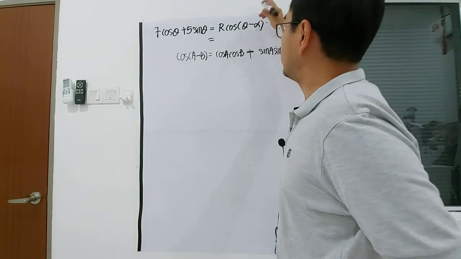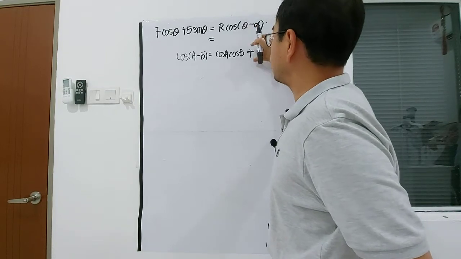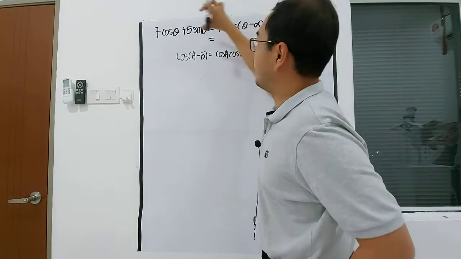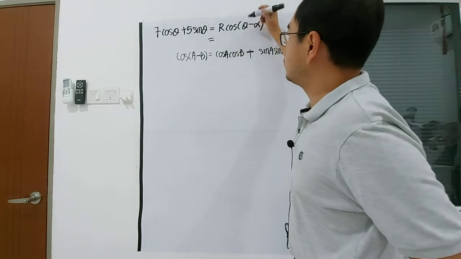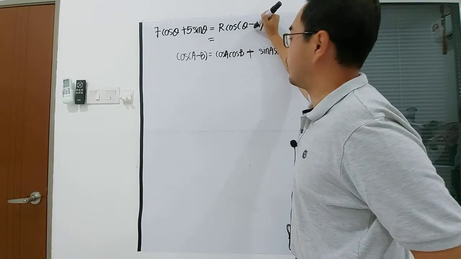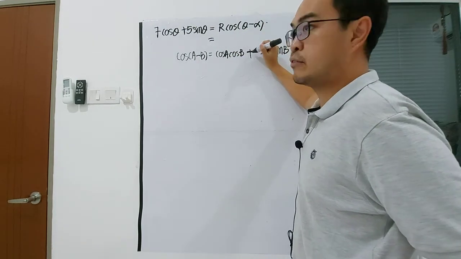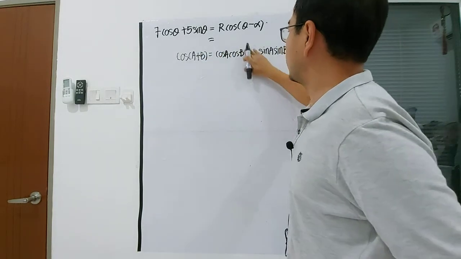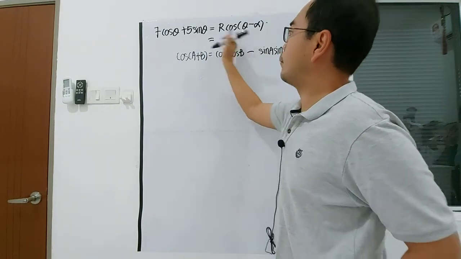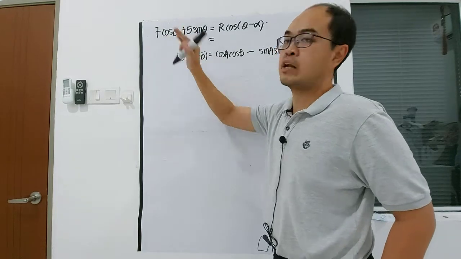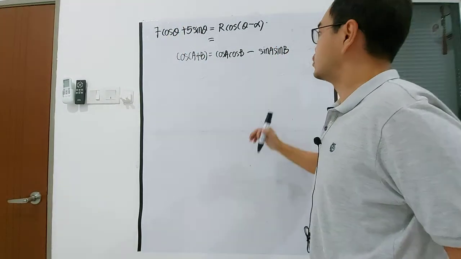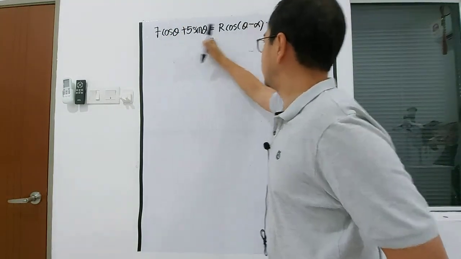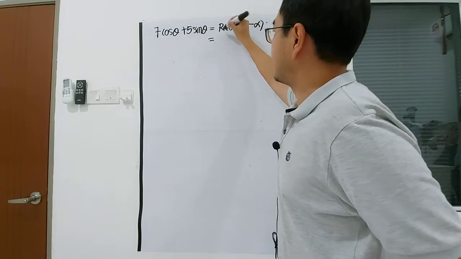They're going to expand this and get the addition form that you can compare with this side. But if you choose positive, r cos(theta plus alpha), here you will get negative. So when you compare these two, the a and b, one of them will be negative. So it's not suitable. That's why they choose this.